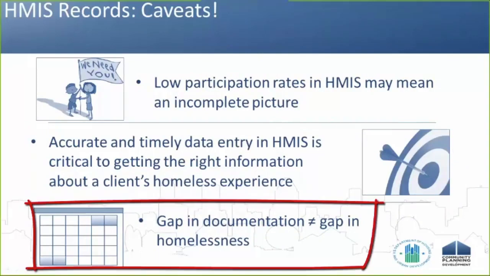A gap in documentation does not necessarily constitute a break in homelessness. It may reflect time living on the streets where the person was not contacted by a street outreach provider, time spent in a project that does not participate in HMIS, or time experiencing homelessness in another COC.